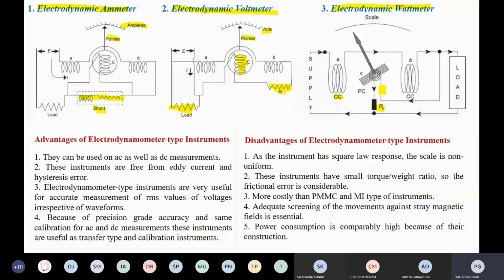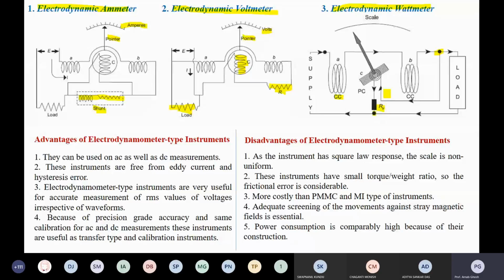In both the voltmeter and ammeter cases, the fixed coil and moving coil are connected in series. For the ammeter, one shunt field is connected across your moving coil, and for the electrodynamometer type voltmeter, one series resistance is connected in series with the moving coil. But in the wattmeter configuration, the moving coil and fixed coil are connected in parallel. Here you can see one terminal, another one, two terminals connected in parallel.